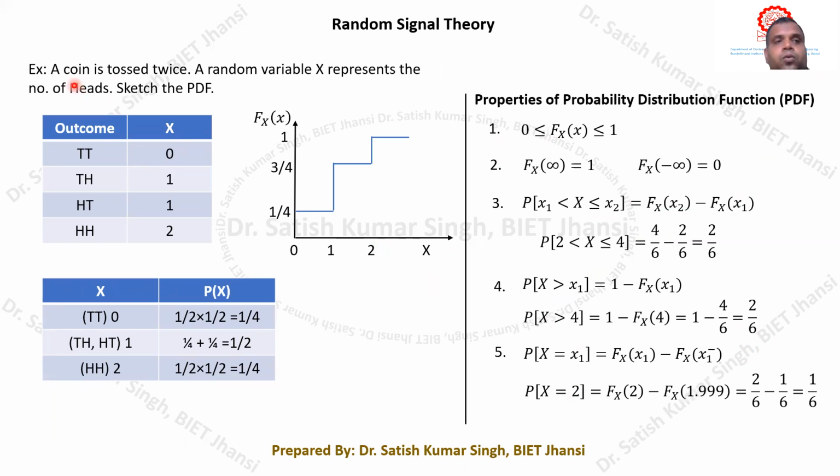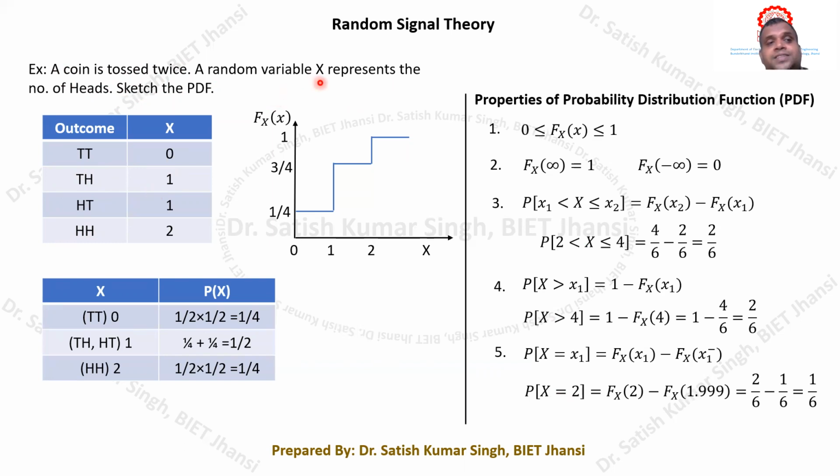Fine. So similarly, let us take another example, an experiment related to tossing a coin. Let us say a coin is tossed twice, and a random variable x represents the number of heads. So basically the same coin is tossed twice, and the outcome may be tail and tail, tail and head, head and tail, or head and head. So what does this x represent?